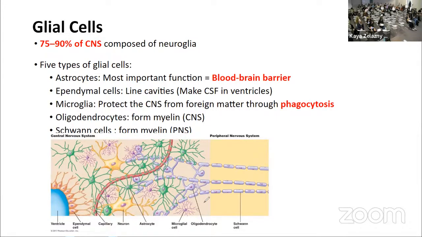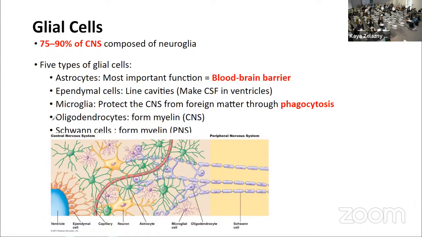Microglia have immune function, basically. So here we see a microglial cell. They're going to protect that central nervous system from foreign matter by eating it, essentially. So phagocytosis is taking in one of these pathogens or foreign matter or dead matter and decomposing it, breaking it down, basically. So that's what the microglia do.